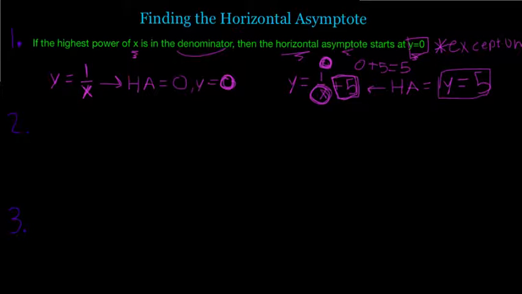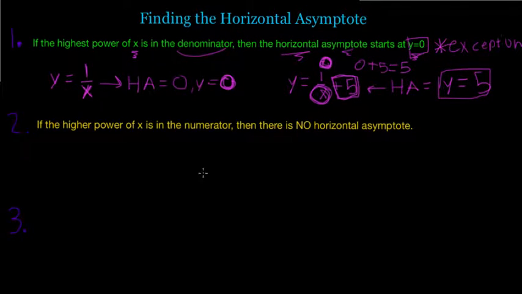Now, let's move on to the next rule. If the higher power of x is in the numerator, then there is no horizontal asymptote. There are no exceptions to this rule.